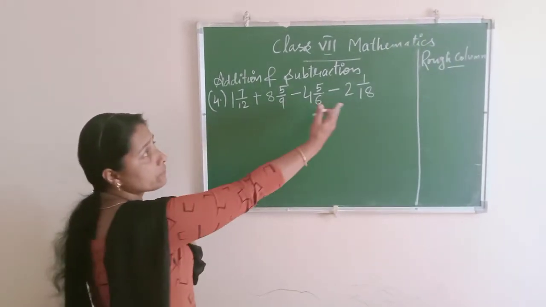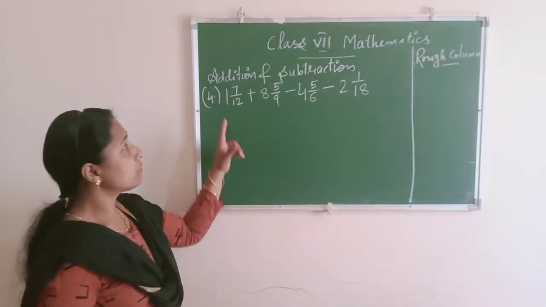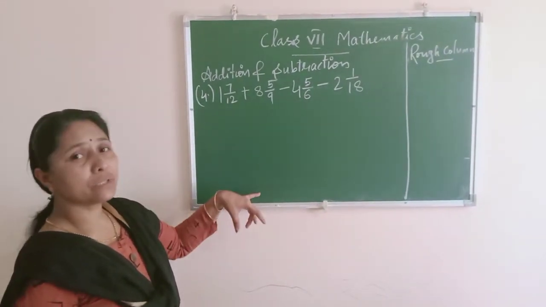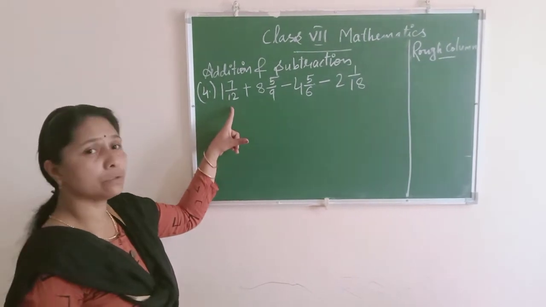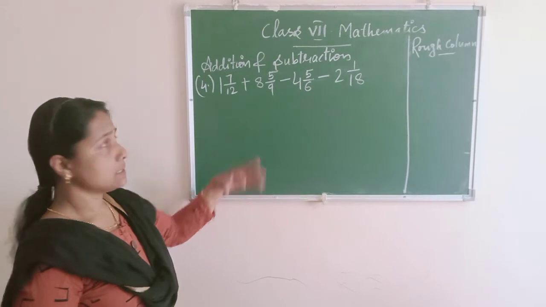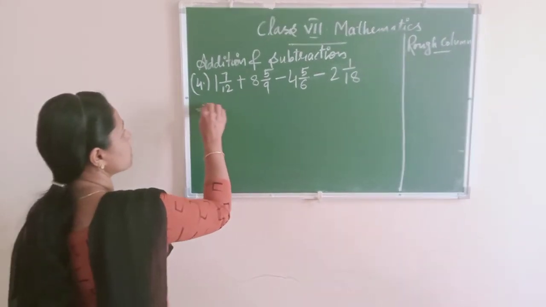One question is written, and four fractions are given. All four fractions are given in mixed form. So the first step you have to do is change the mixed fractions into improper fractions. This was already explained in the previous classes. So see how to change.